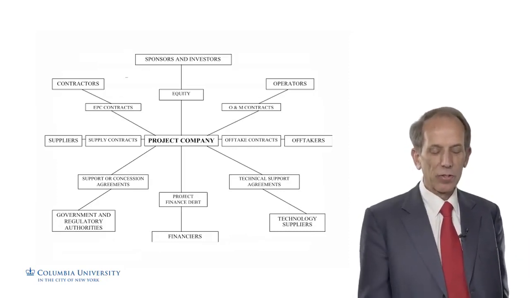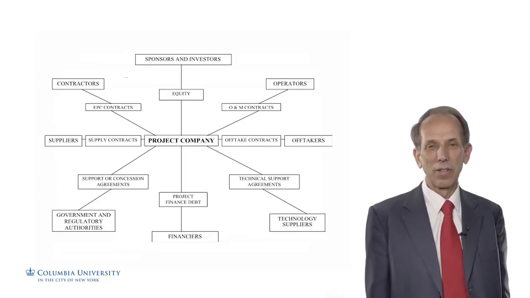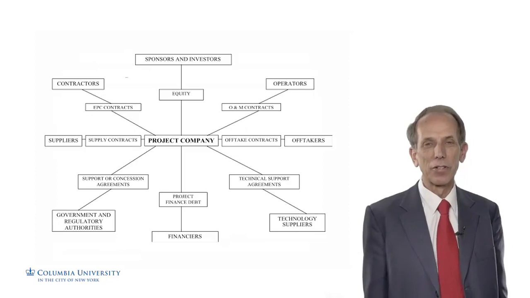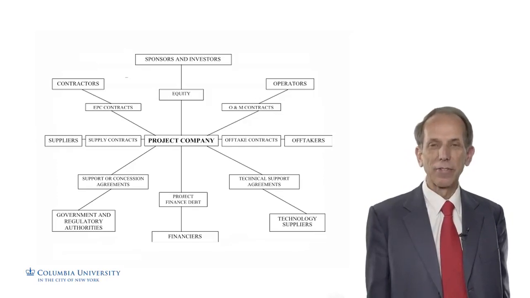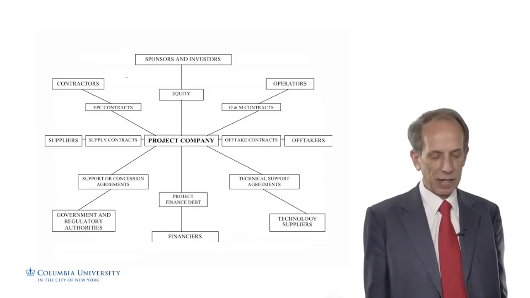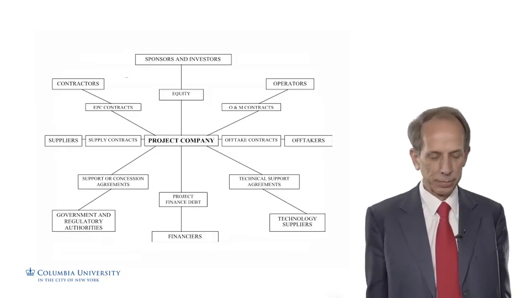Around the periphery at the top, of course, we have the sponsors and investors. They are the key components here. You need somebody to have the vision to be able to put this together and to provide the equity. The suppliers and the off-takers are on the left and the right. They drive the cash flows for the business. And then, of course, the financiers at the bottom.